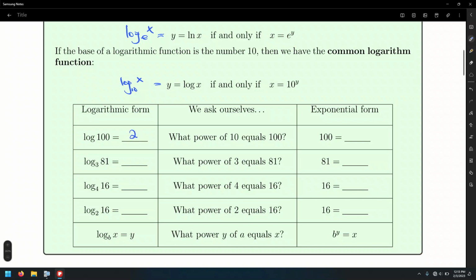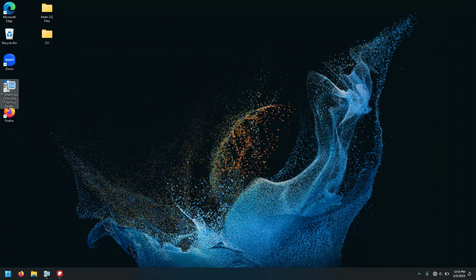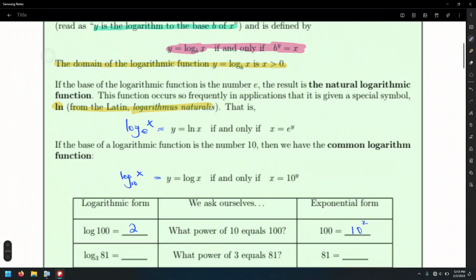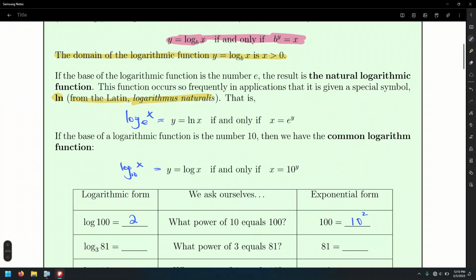All right, and that's because 10 to the 2 equals 100. So in this case, we have a logarithmic form, its meaning in words or in practice, and the exponential form. Let's go back and check with the definition above. Log base b of x is b to the y. So that means b to the y equals x. In other words, what power of b equals x?